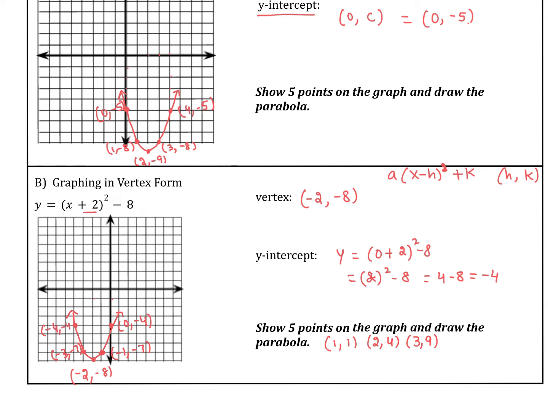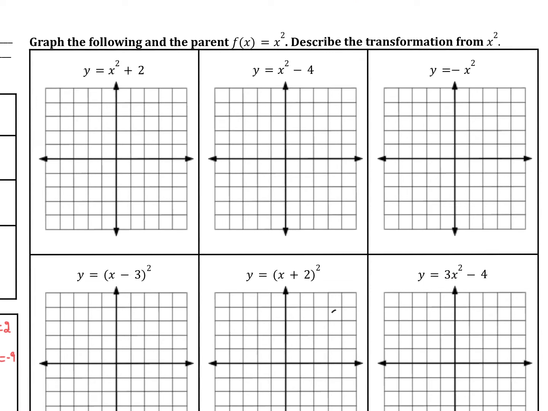Then you graph the parent function f(x) equals x squared. To graph this, you start from 0 0, 1 1, 2 4, and then you follow the pattern on the other side, and that's going to be your graph for the parent function.